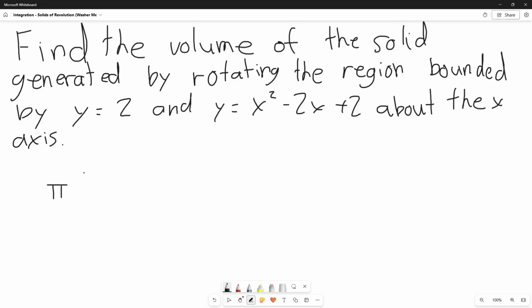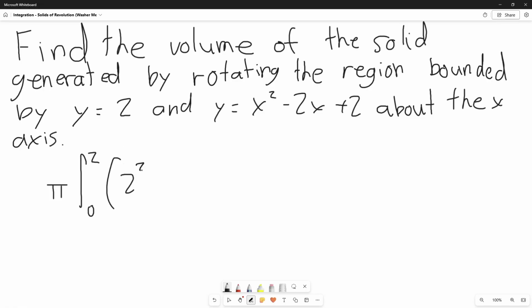So the formula is going to be pi times the definite integral from 0 to 2 of whatever minus whatever. And to find which one you should put first, again, you just find the function that's on the top. We can do that by just taking any x value in between our bounds and plugging it into both. So let's try x equals 1. For this one it's obviously just 2 because y equals 2 always. And for this one it's going to be 1 squared, minus 2 times 1, which is negative 1, plus 2. So that's 1. So 1 is smaller than 2, which means that this one is going to be on top in this region.